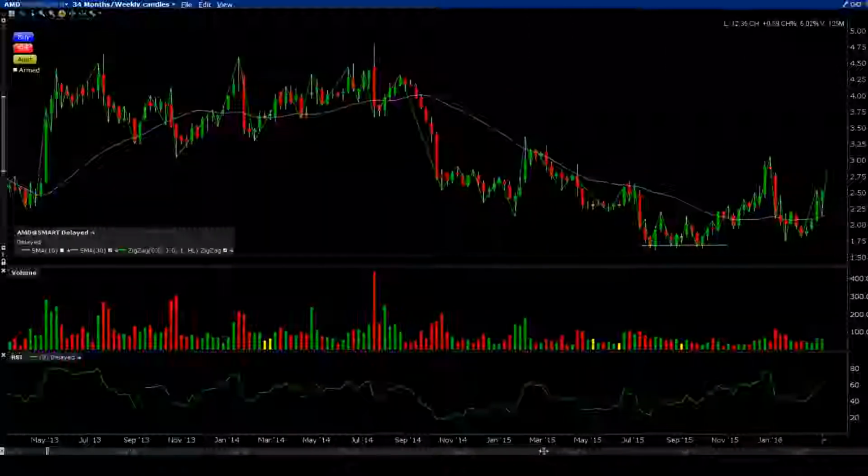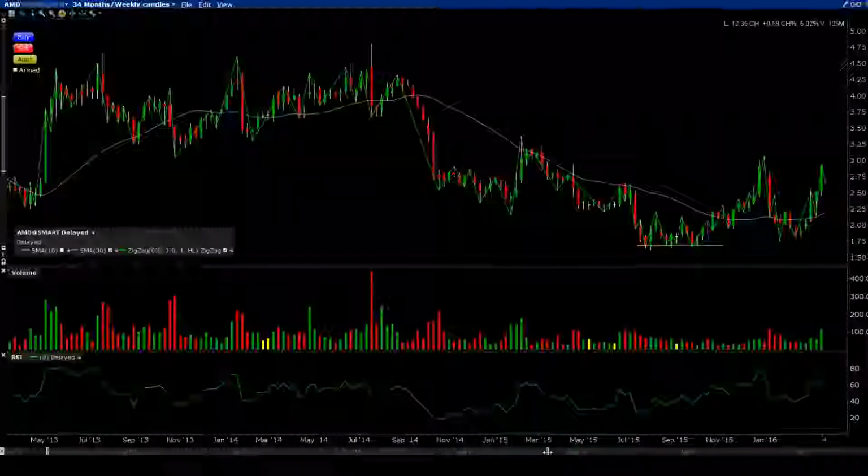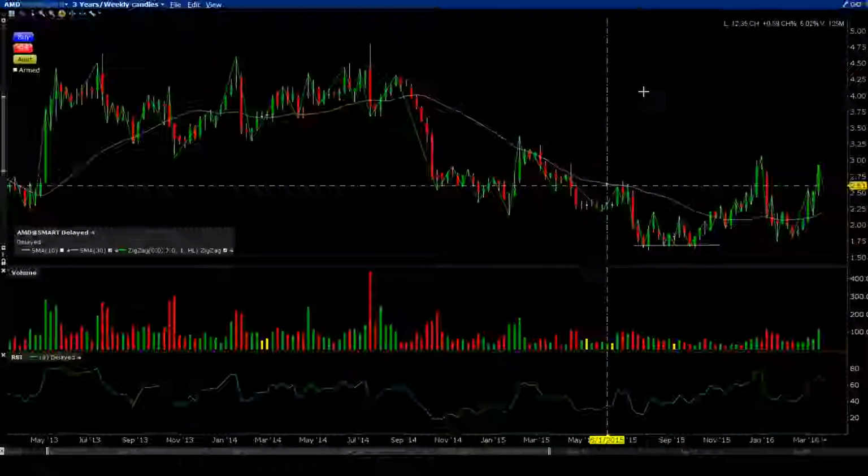So you have to wait. This is still a bottom. So this is still stage 1. Oh, volume picking up. Okay.